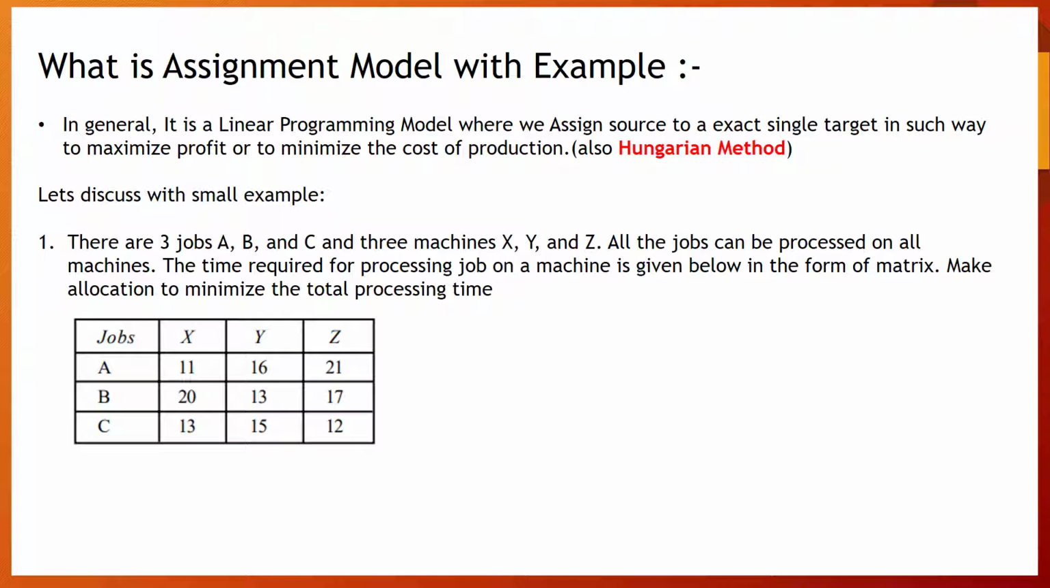Basically, we assign a particular task to a particular person or machine in such a way that overall efficiency is achieved. Let us see this small example. There are three jobs A, B and C, and three machines X, Y and Z. All the jobs can be processed on all the machines. The time required for processing a job on a machine is given below in the form of a matrix, the table shown here. Make an allocation to minimize the total processing time.